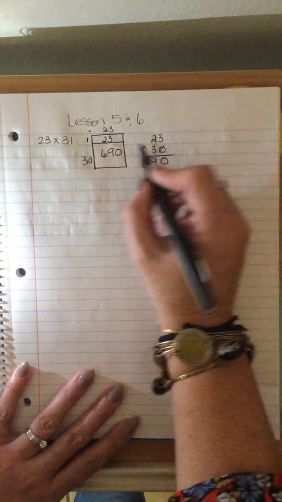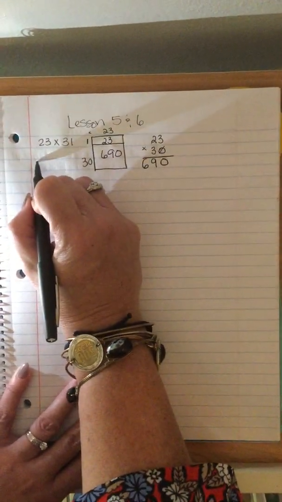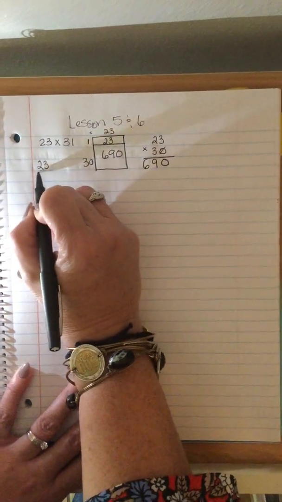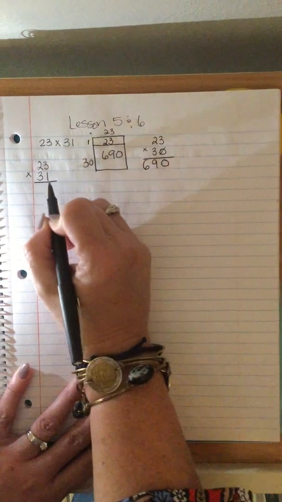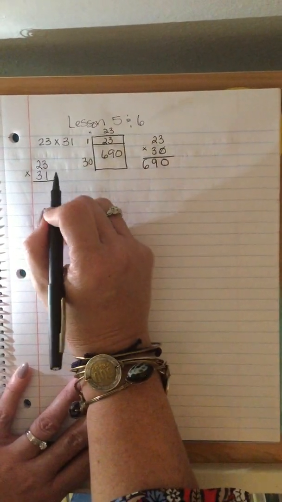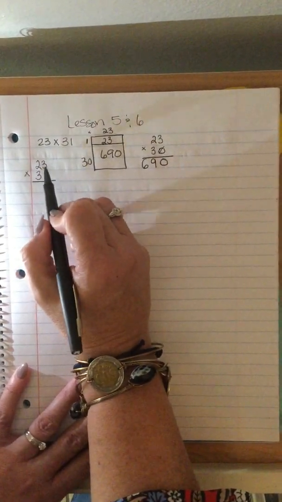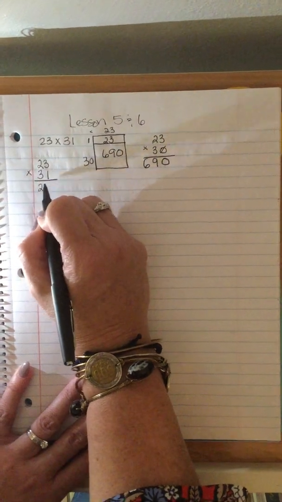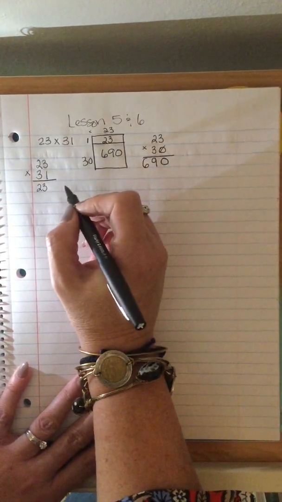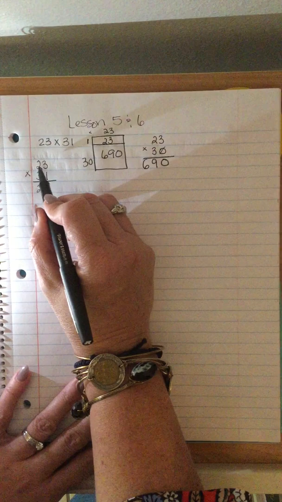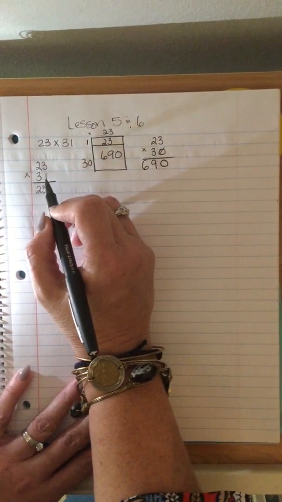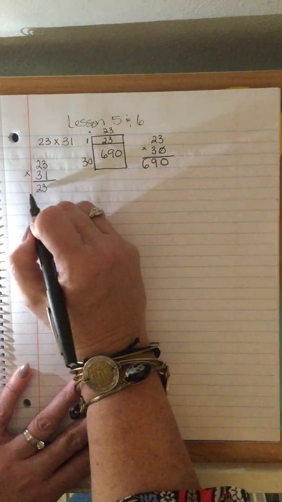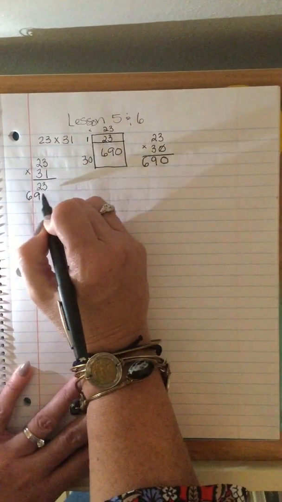So I want to show you how, if I took this problem and I moved it like this, that on my first line here, 23 times 1, I would get 23. And then 23 times 3 tens, or 30, is where I would get the 690.